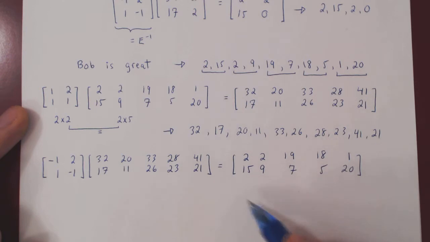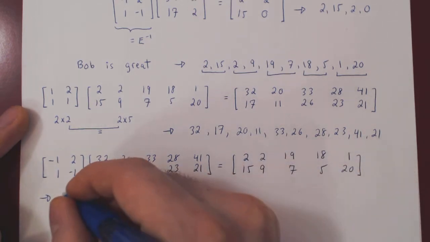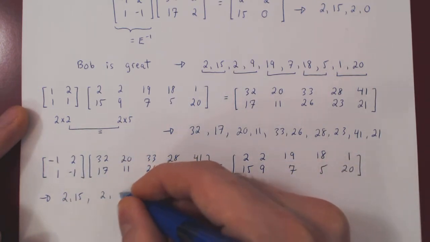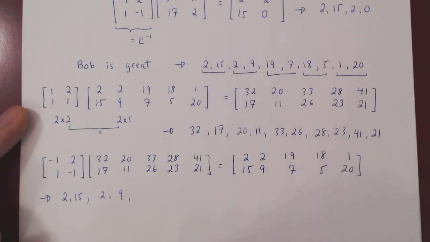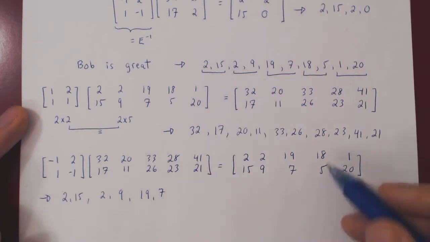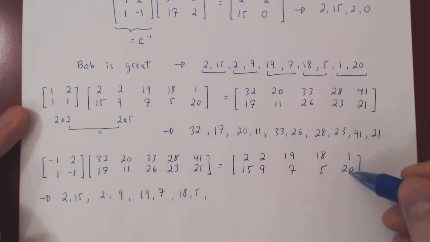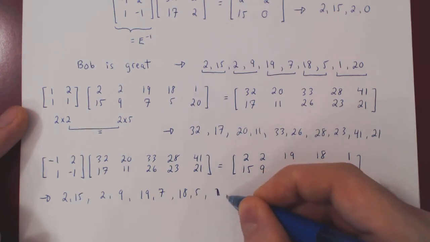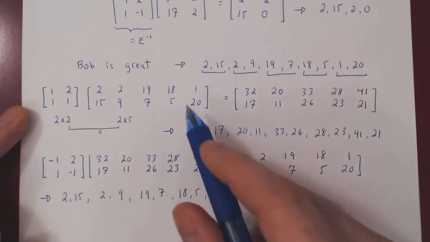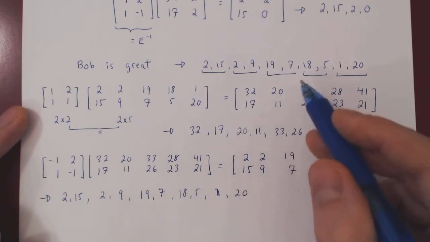Now the message is decoded, but we have to rewrite it as a string of characters. So the first column, 2, 15. Second column, 2, 9. Third column, 19, 7. 18, 5. And finally, 1, 20. And if you look, this is the original message: 2, 15, 2, 9, 19, 7, 18, 5, 1, 20.